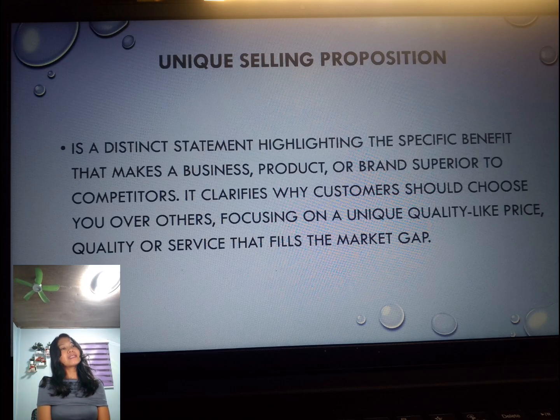So when we say unique selling proposition, this is how you are going to present your ideal product to compete with your competitors and how you are going to stand out among the rest. So if you are an entrepreneur, of course, you have to think of a way that makes your product stand out among the rest.